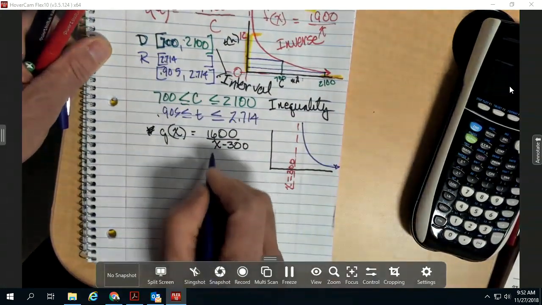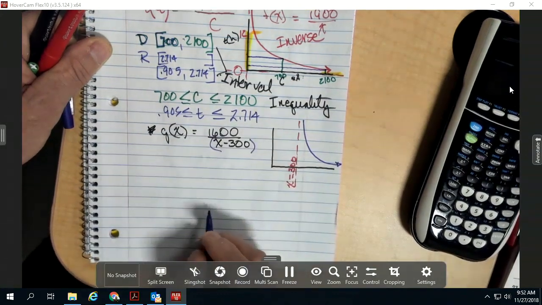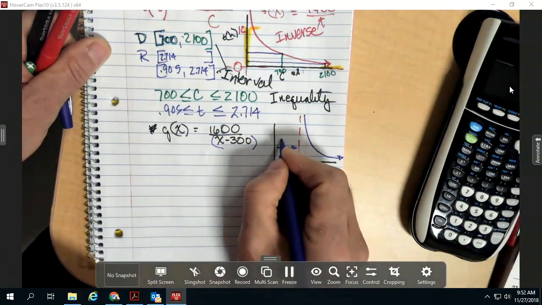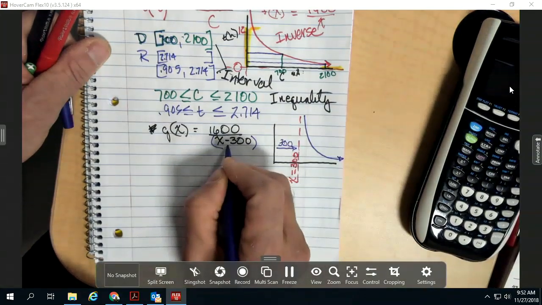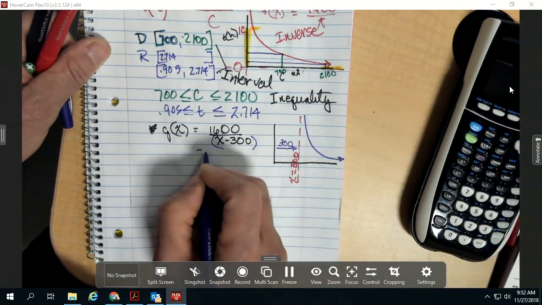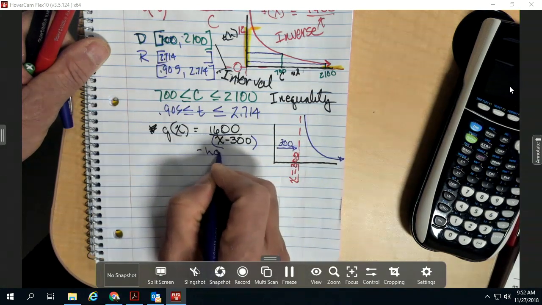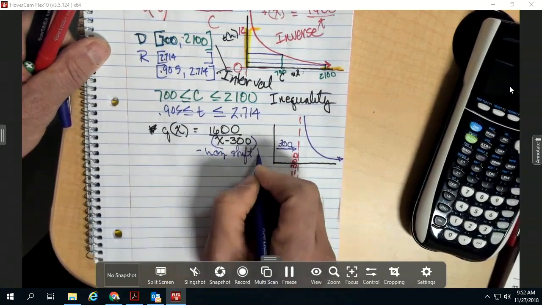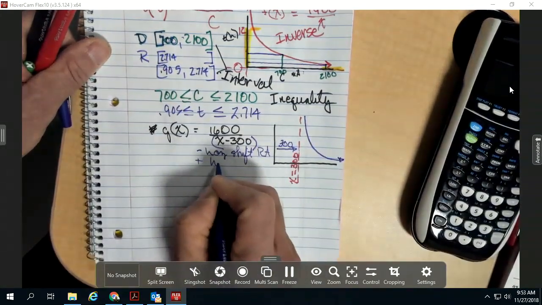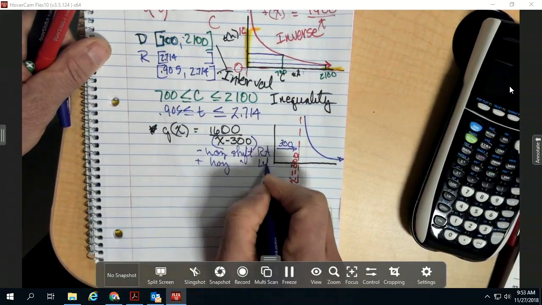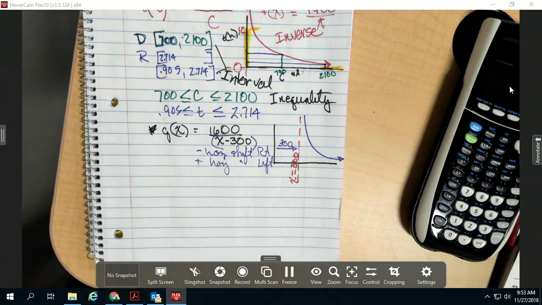So what did that vertical asymptote do? It moved our graph forward 300. Why did it go forward? Because subtracting from X, or subtracting a horizontal shift, moves the graph right. Adding a horizontal shift moves the graph left. So we went right 300.